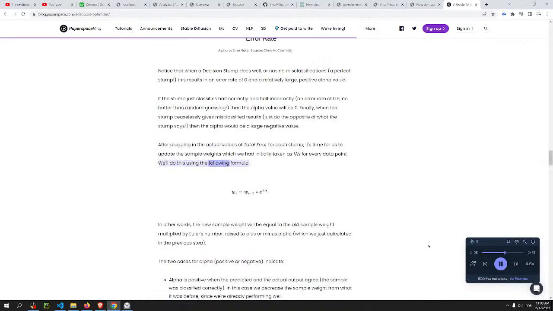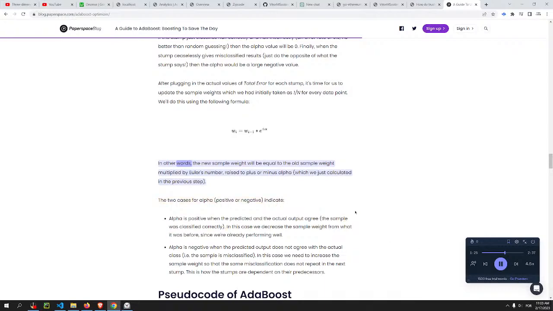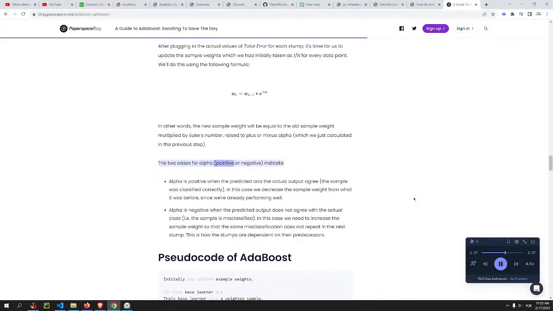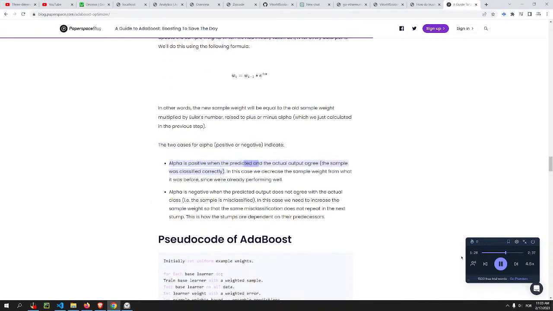Or minus alpha, which we just calculated in the previous step. The two cases for alpha, positive or negative, indicate alpha is positive when the predicted and the actual output agree. The sample was classified correctly.